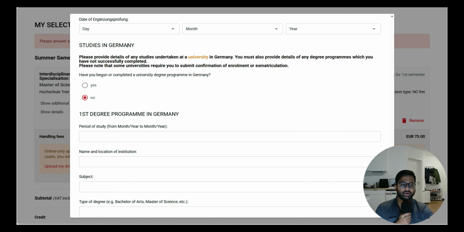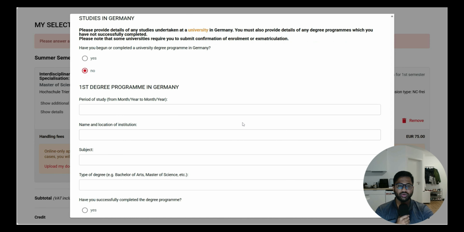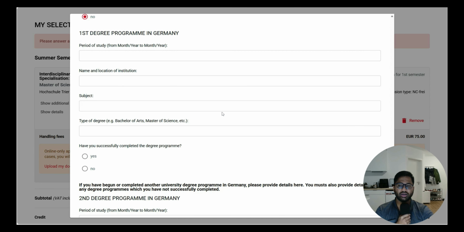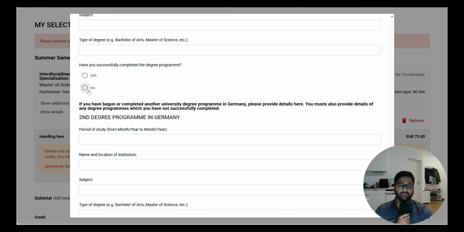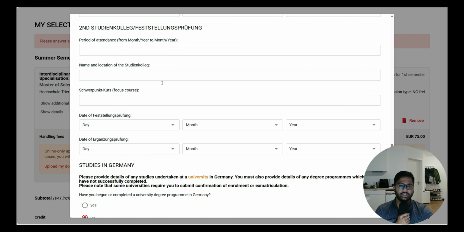in university, where you are already pursuing in any university, or did you attend any summer internship like that, then please fill in your first degree program in Germany. Say for example, you are doing an electrical engineering course in Hochschule Aalen and you want to change into University of Trier for second semester, then you need to fill your first degree program in Germany that yes, I did study one semester in Aalen, but I have not successfully completed. I want to change my course.